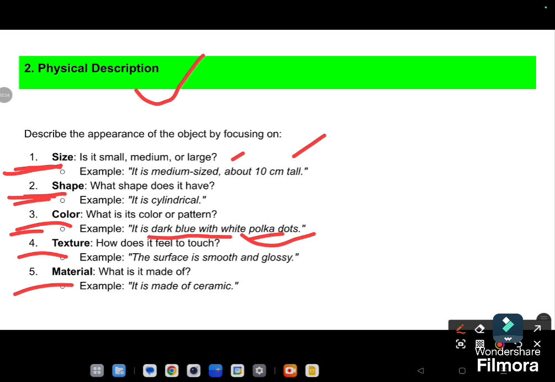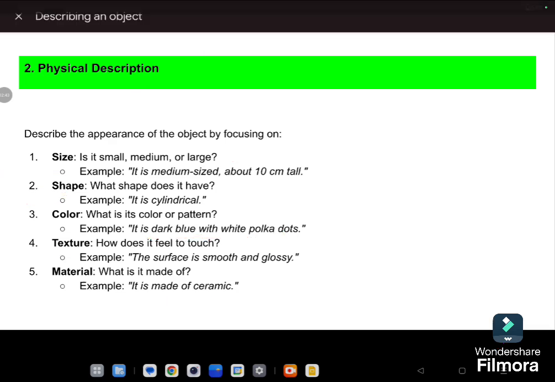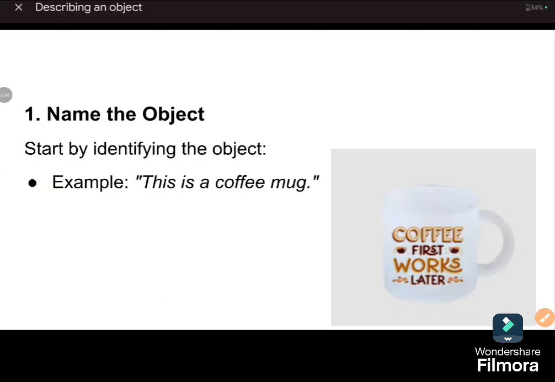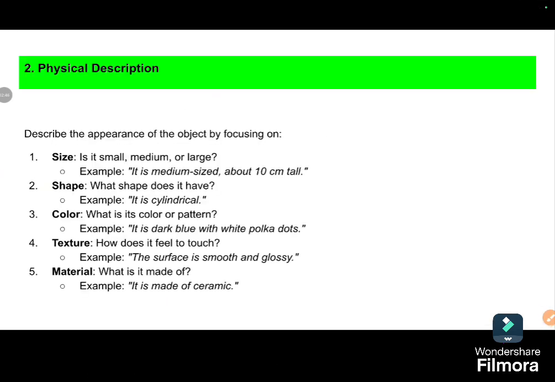When you touch it, how do you feel? The surface is smooth and glossy. Then talk about material. What is it made of? It is made of ceramic, silver, gold, etc. So the first step is name and the second step is physical description.